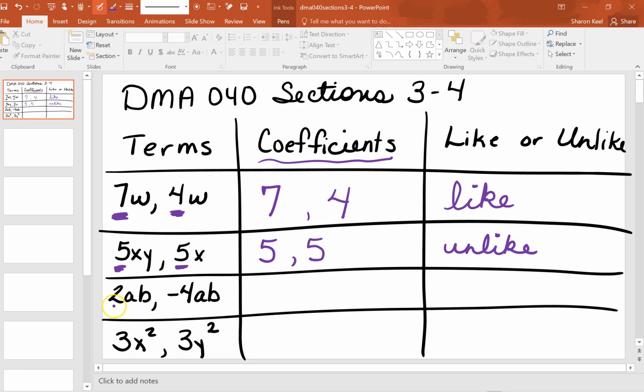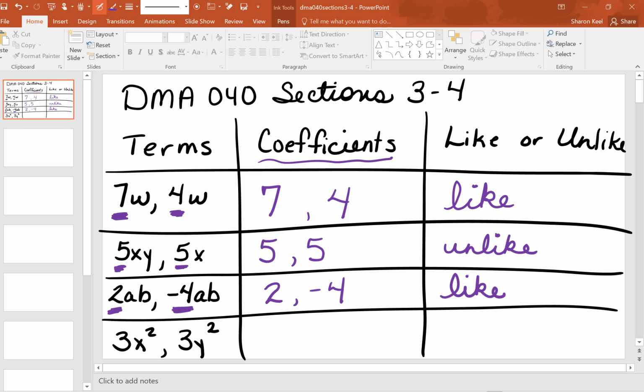In our third example, 2ab, our coefficient is the number 2. Our second coefficient is -4. Our variables are AB and AB. They both have 1A, they both have 1B, so we would say these are like terms.